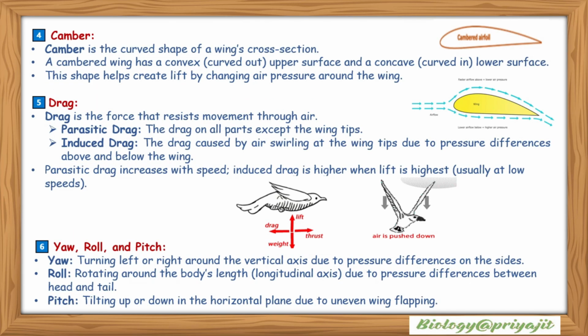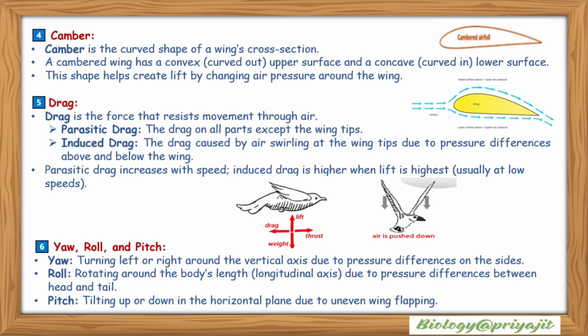Camber. Camber is the curved surface of a wing's cross section. A cambered wing has a convex, curved-out upper surface and a concave, curved-in lower surface. This shape helps create lift by changing air pressure around the wing. Drag. Drag is the force that resists movement through air.